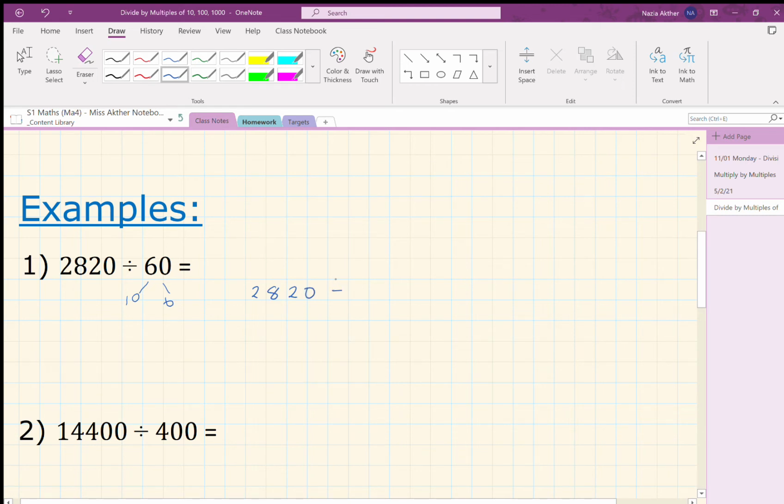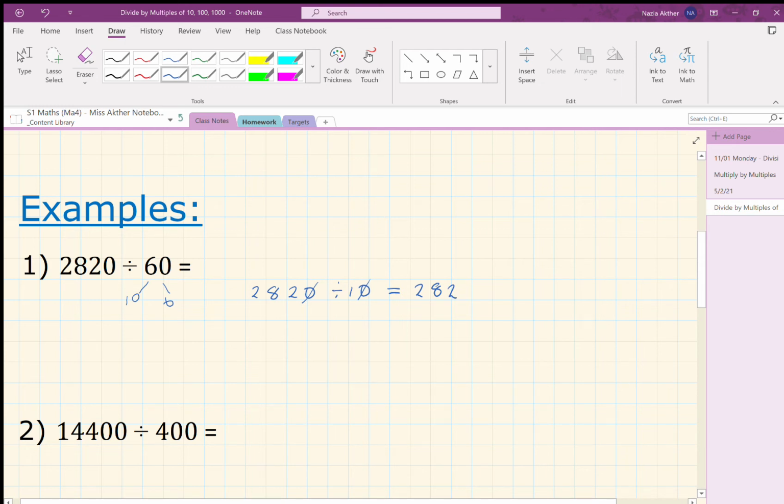So we're doing 2,820 divided by 10. Now when you multiply a number by 10, you normally add a 0 at the end. But here we're dividing by 10, so we're taking away a 0. Okay, so we take away however many zeros the divisor has. So then 2,820 divided by 10 is equal to 282.